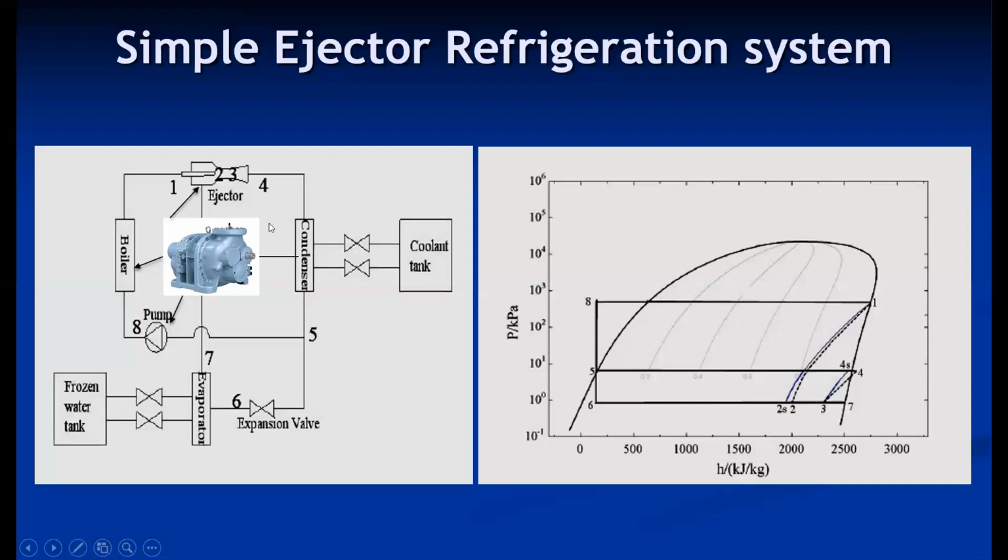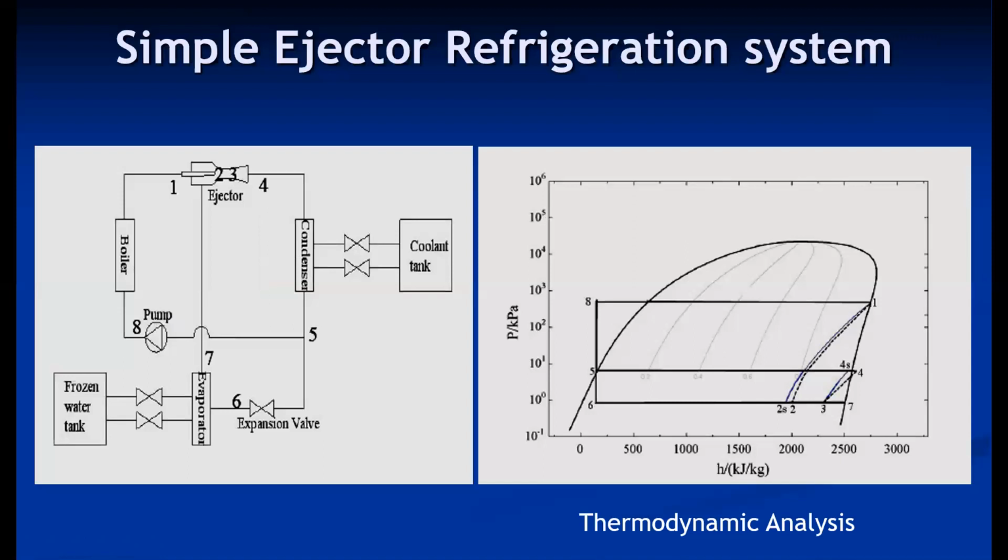So this becomes the ejector refrigeration system. So these are the modifications made. Only the compressor is replaced by a pump, boiler, and ejector. So now this becomes a simple ejector refrigeration system. Now we'll see how it works.